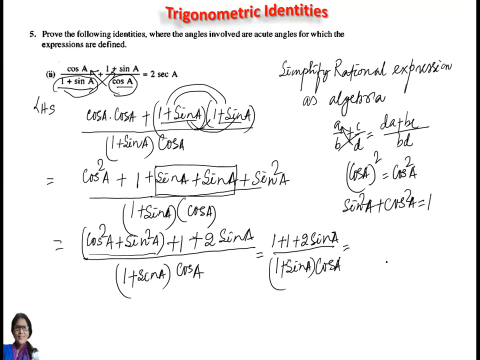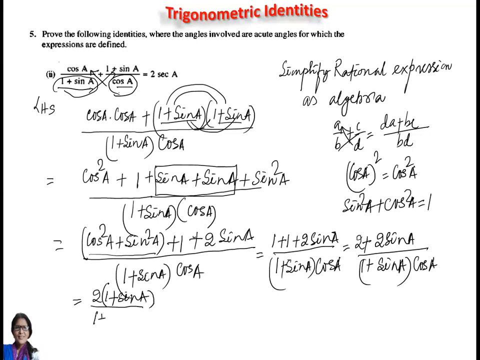So this is your 2 plus 2 sin A. As in algebraic identities, you can take 2 common. Taking 2 common, what are you getting? You are getting 2 common, 1 plus sin A. And in the denominator there is a 1 plus sin A, which will be cancelled. What you are getting? You are getting 2 by cos A.